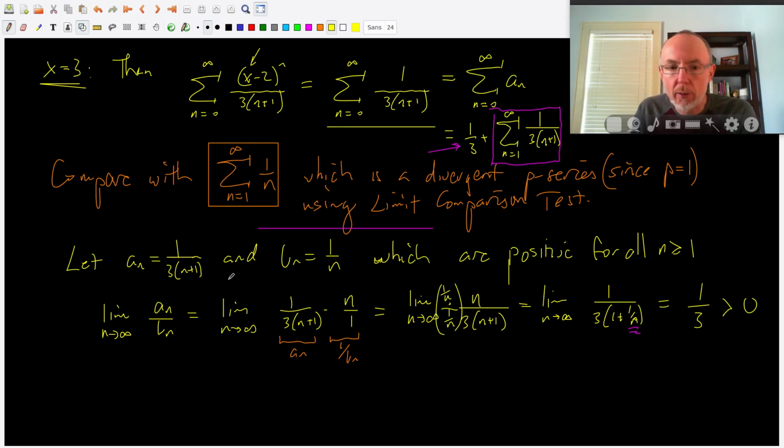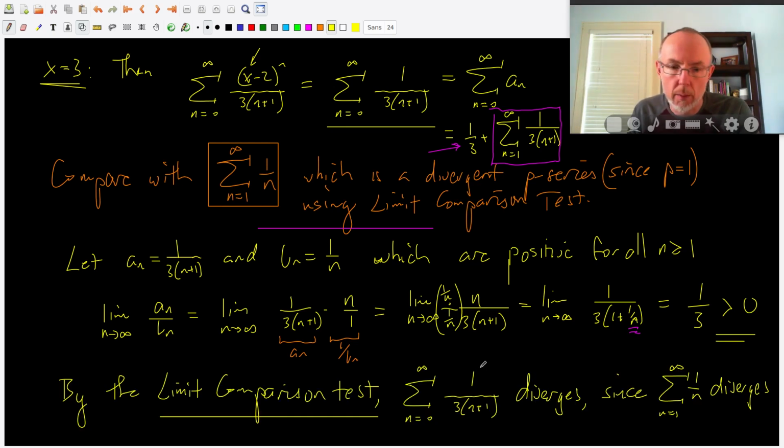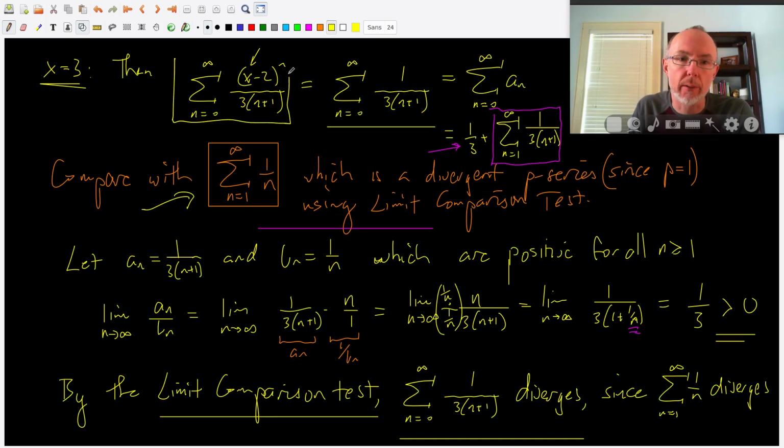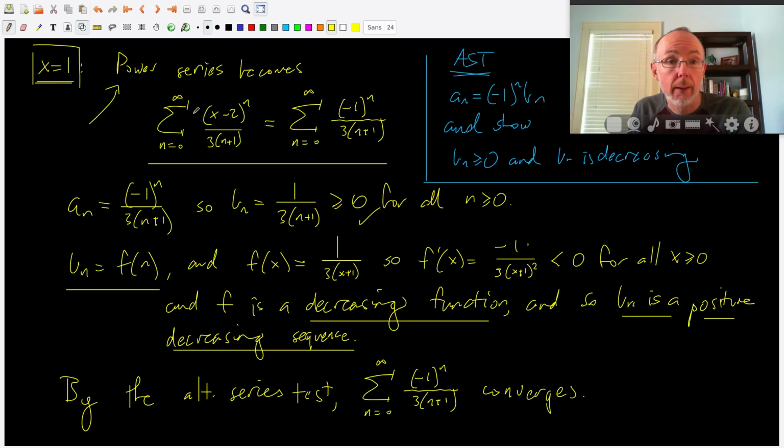So by the limit comparison test, because this is a positive number, the series that we're interested in diverges because the one that we're comparing it to, the harmonic series, diverges also. And so we know that the power series itself diverges when x is equal to 3. Right? So this is a divergent power series when x equals 3. It's convergent when x equals 1, and that completes our interval of convergence.